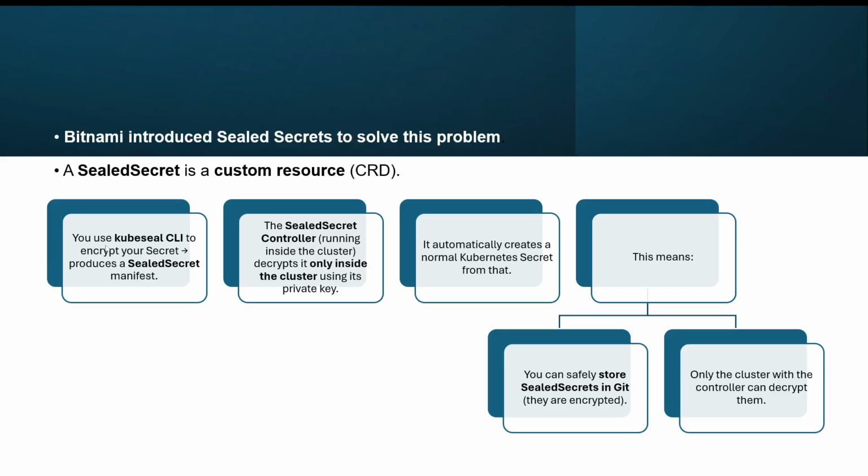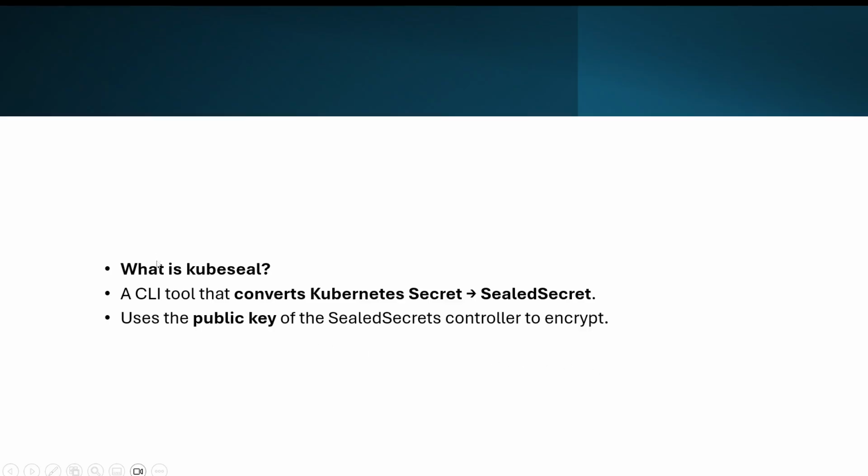So you will use the kubeseal CLI to encrypt your secret. Normally you have one secret, and you use kubeseal to encrypt it, and then you need the kubeseal controller. It will be running in kube-system so that it will decrypt the sealed secret whenever it is required for the application. You can safely store the sealed secret in Git. When you expose it in Git after you seal it, it will not cause any issue. So what exactly is kubeseal? It's a CLI tool that converts Kubernetes secrets into sealed secrets. Once you have the sealed secret, you can expose it on Git as well. It uses the public key of the sealed secret controller to encrypt it.